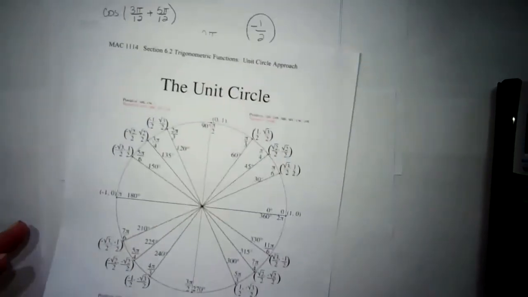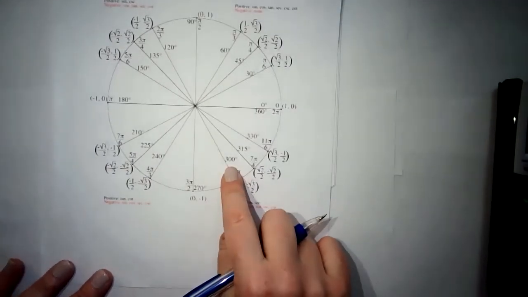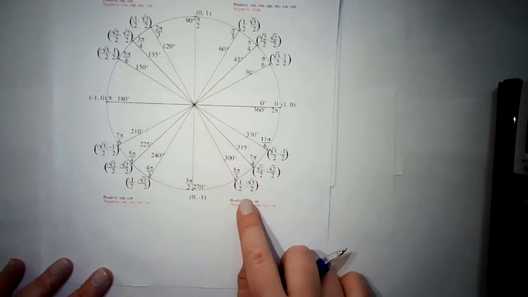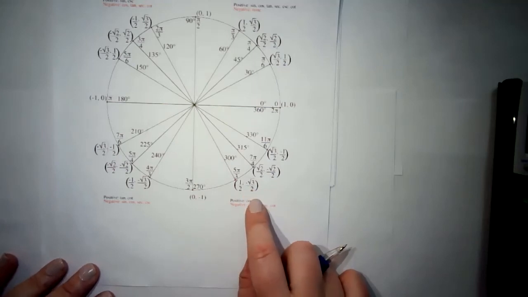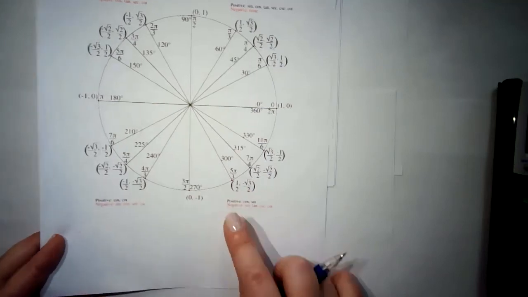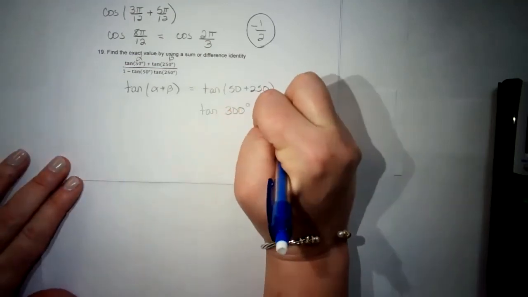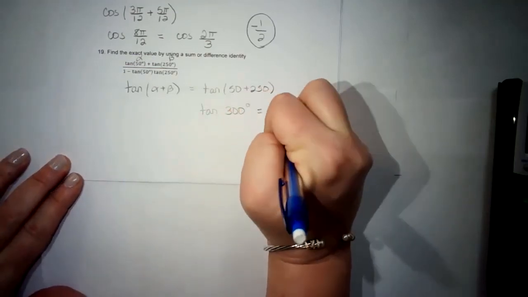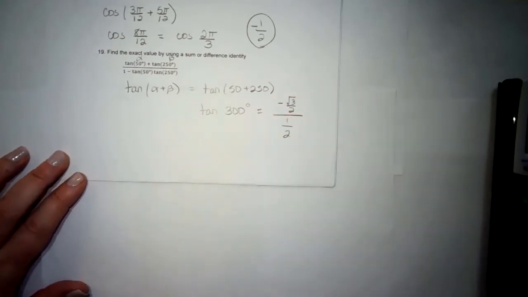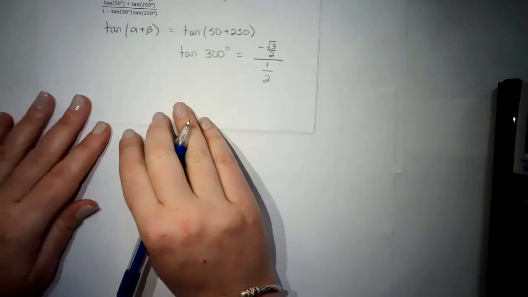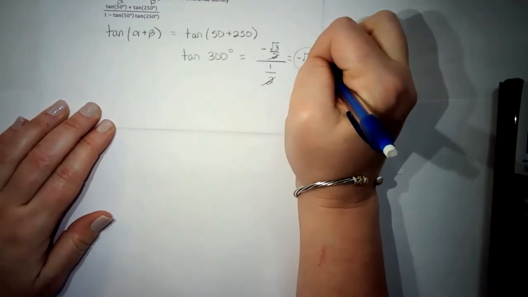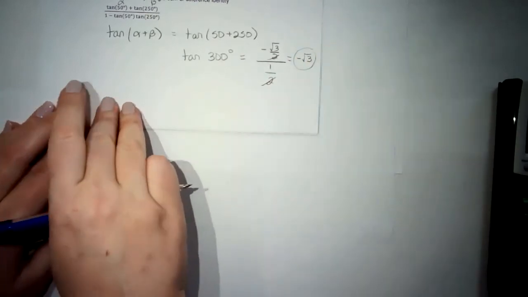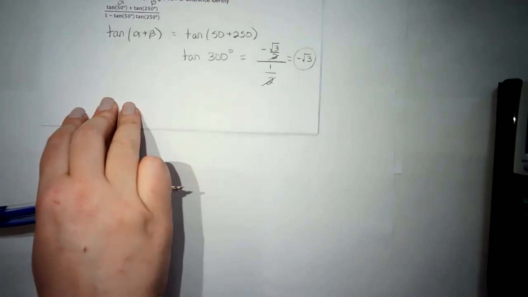I go to my unit circle. Here's 300 degrees. Now remember, what's tangent? How am I going to find it given this? Y over x, right? Or sine over cosine. So I'm going to have negative root 3 over 2 divided by 1/2. All right, if I clean that up, these cancel. Then I'm left with negative root 3. And that's my answer.